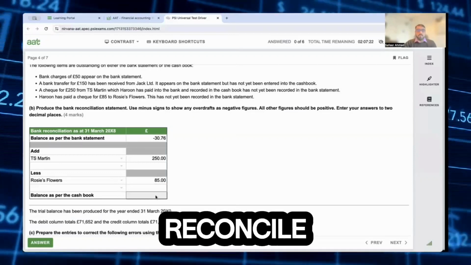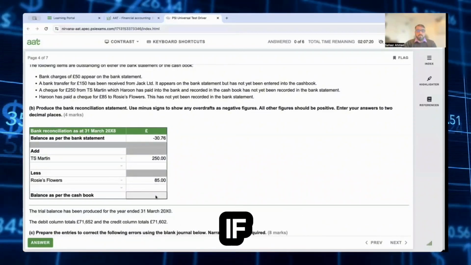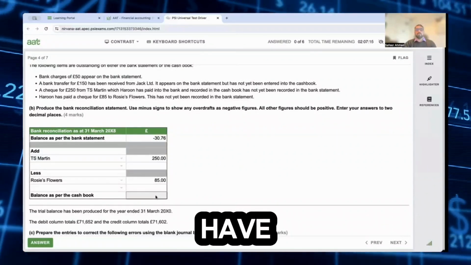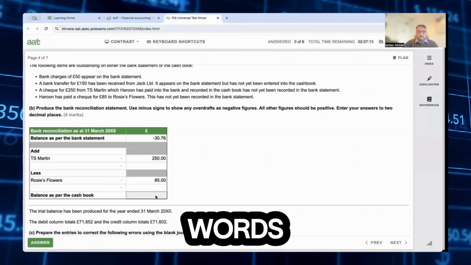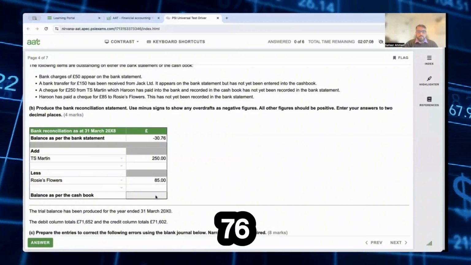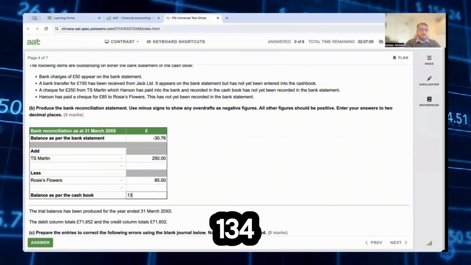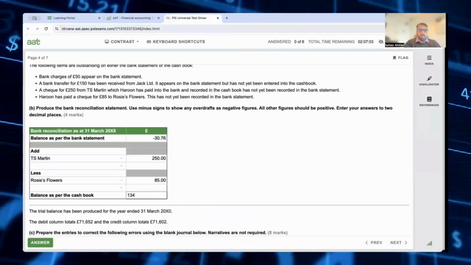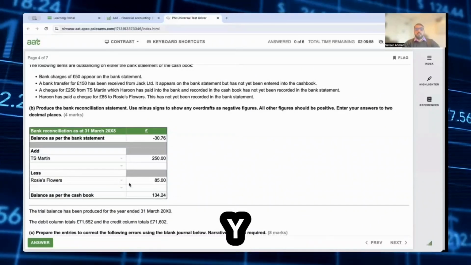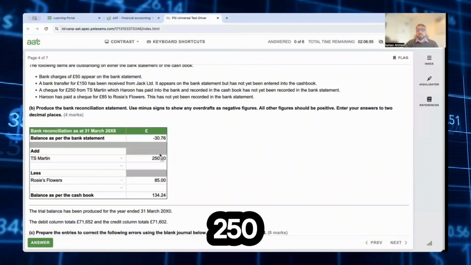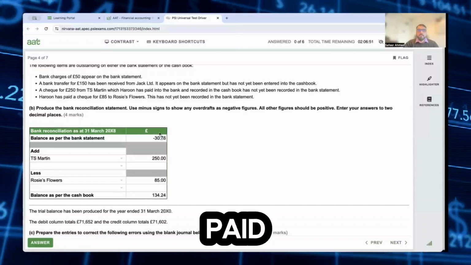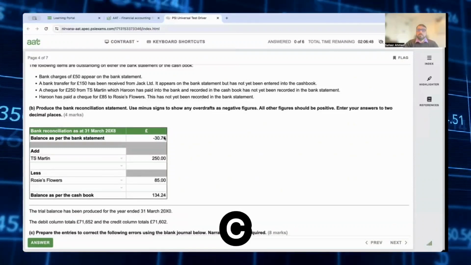And this will give you the balance as per cash book, which will reconcile with our cash book balance, in other words, if all of the entries have been made in the cash book. So 250 minus 85 minus 30.76 gives you basically 134.24. Now you can see that this will be a positive balance. Why? Because this 250 is money that came into the bank, and this has been paid out. And then of course the minus is the overdraft.